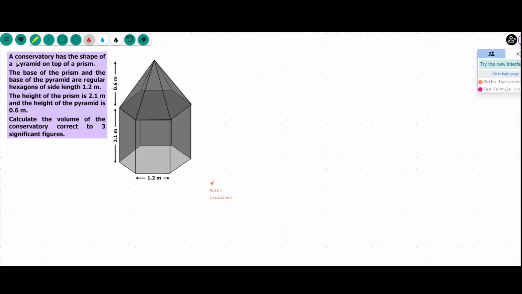It's a cool diagram. Pretty well done, huh? It's like a diamond or something. A conservatory has the shape of a pyramid on top of a prism. Okay, so hexagonal base pyramid. The base of the prism and the base of the pyramid are regular hexagons of side length 1.2 meters. The height of the prism is 2.1 meters and the height of the pyramid is 0.6 meters. Calculate the volume of the conservatory correct to 3 significant figures.